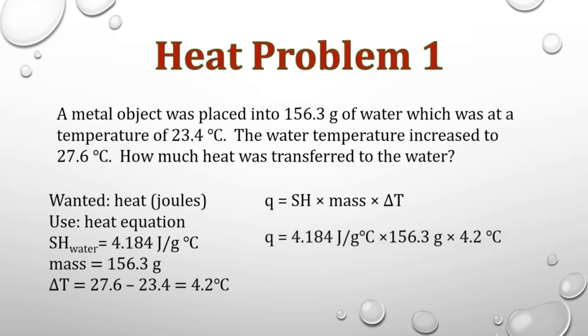Putting all of these into our equation gives us the calculator answer of 2,746.6 joules. We rounded this to 3 sig figs because that's what they gave us in the problem. And so our answer is 2,750 joules. Let's try another problem.